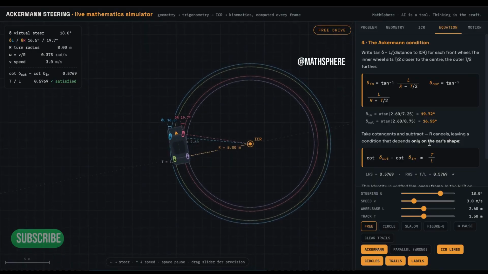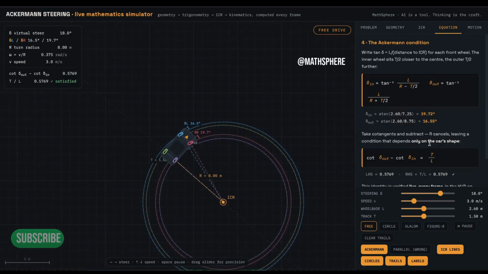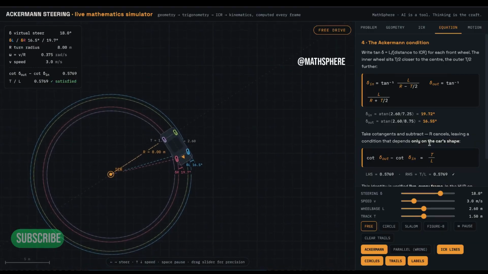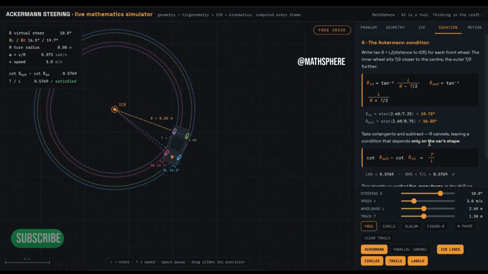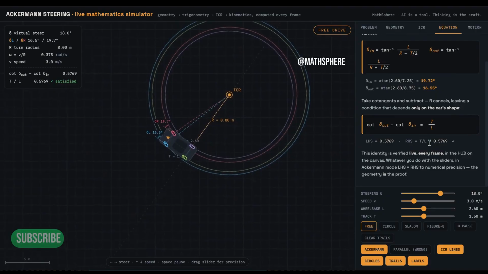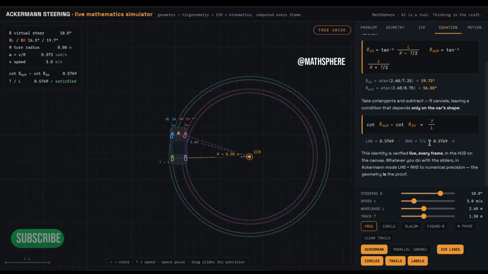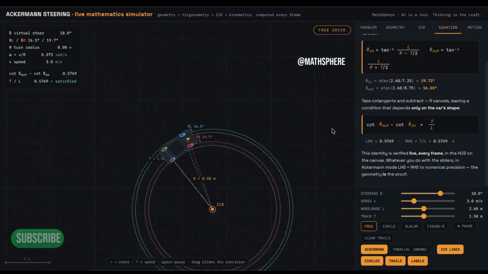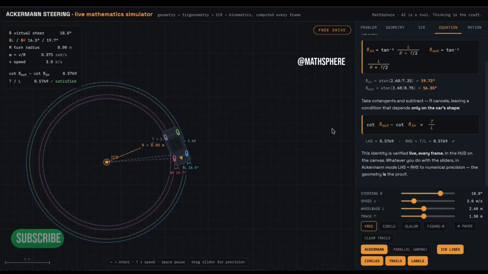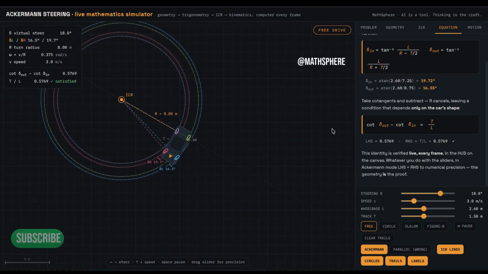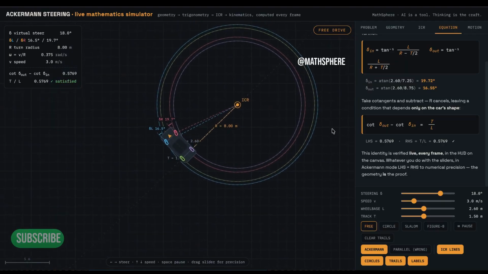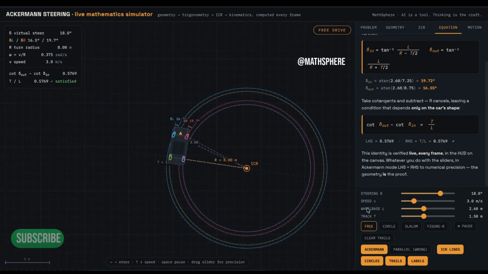Now, if we take the cotangent of both the equations, let us see what happens. R will disappear completely. The turning radius cancels out, and we are just left with cot of delta out minus cot of delta in equals capital T over L. Track width divided by the wheelbase. That's the Ackermann condition. It depends only on the car's setup, not the speed, not the radius, not the road. Whatever you do with the sliders, this identity will always hold.